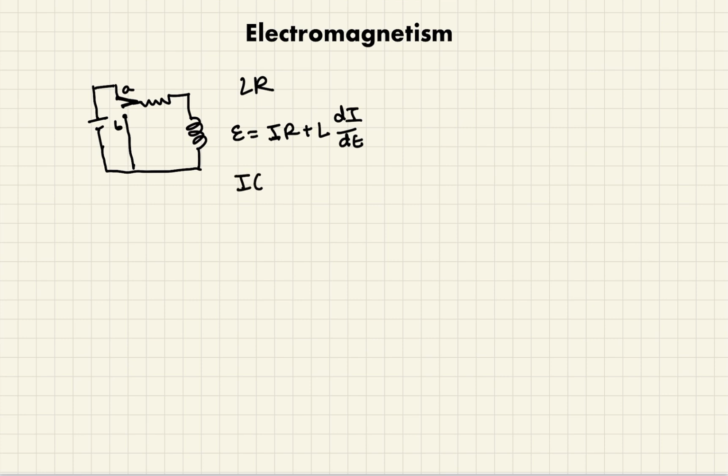You're going to get I of t, because it's time dependent, is equal to EMF over R times 1 minus e to the power of negative t over tau L. So it looks very similar to the RC circuit stuff. In this case, though, there's a tau L, which is the inductive time constant, and it's equal to L over R. I believe the time constant for an RC circuit is equal to RC. So this one's a bit different.